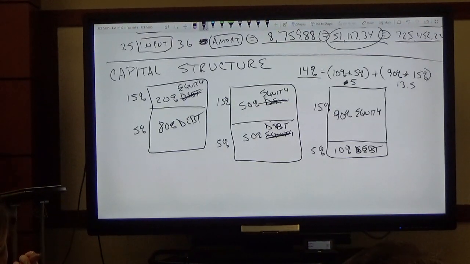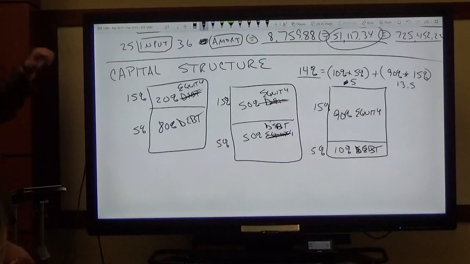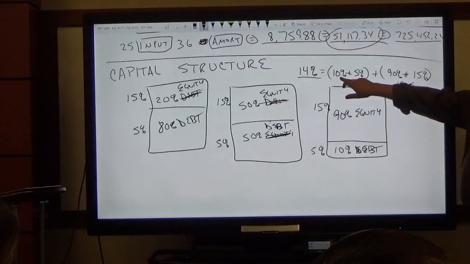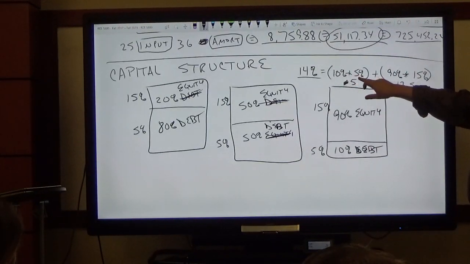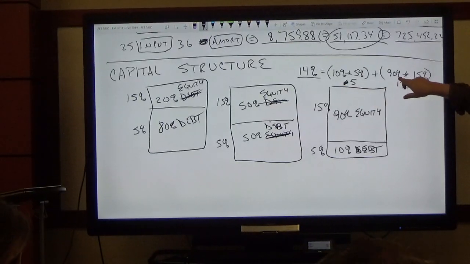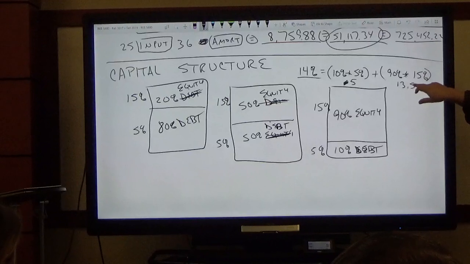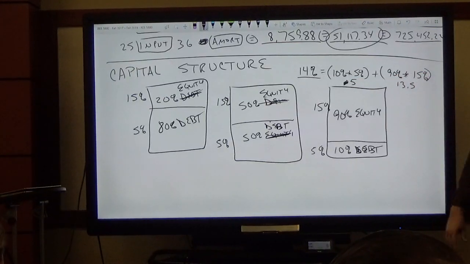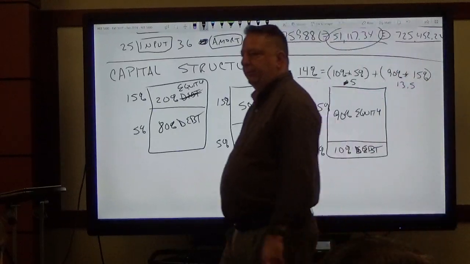What I typically do, just for my own mindset, is I simply take 10 times 0.05, and that's why you end up with 0.5, and I take 90 times 0.15 to get 13.5, and then add those two together to get 14. Okay? And this is getting a 14% cost of capital.